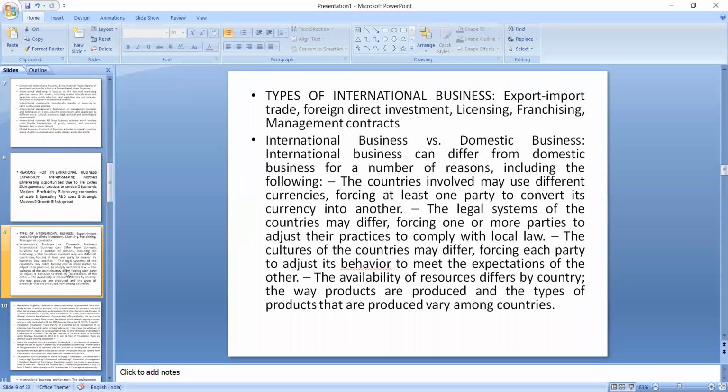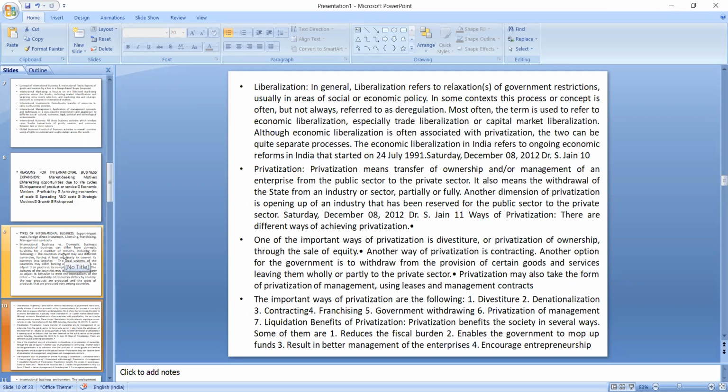Yes, so other concepts are also there, right? Liberalization, privatization, right? These are also ways to expand international business. Liberalization, in general, refers to relaxation of government restrictions, usually in areas of social or economic policy. In some contexts, this process or concept is often, but not always, referred to as deregulation. Most often the term is used to refer to economic liberalization, especially trade liberalization or capital market liberalization. Although economic liberalization is often associated with privatization, the two can be quite separate processes. Economic liberalization in India refers to ongoing economic reforms in India starting in the year 1991.